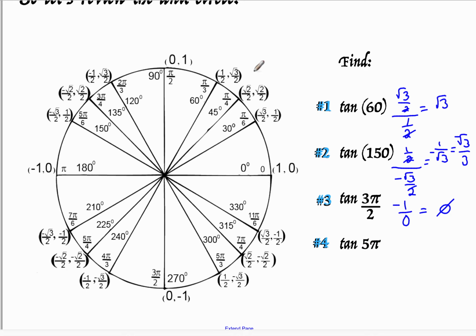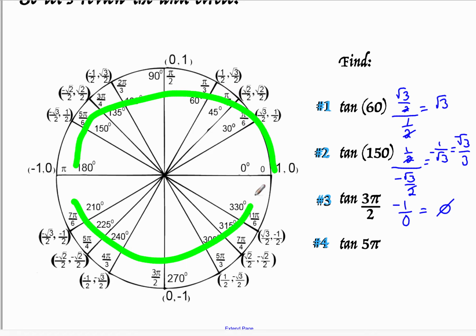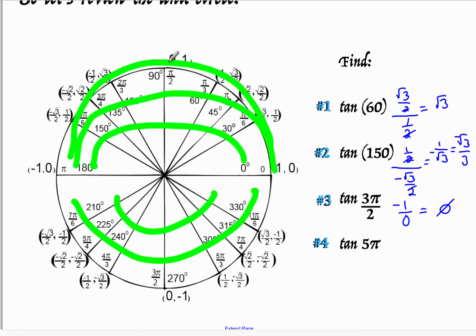Tangent of 5 pi means I go 5 pi's: 1, 2, 3, 4, 5. So the tangent of 5 pi is really the same as the tangent of pi. And once again, that's sine, which is 0, over cosine, which is negative 1. So the tangent of pi, or 180 degrees, is 0.